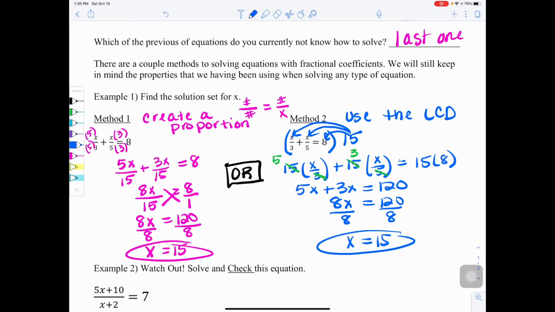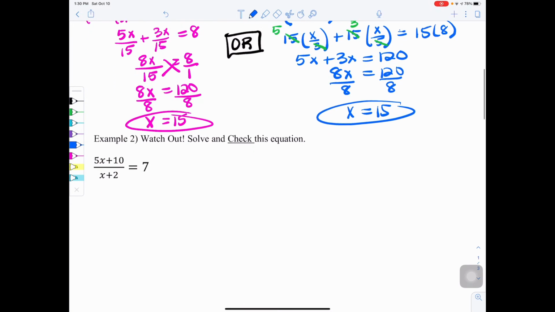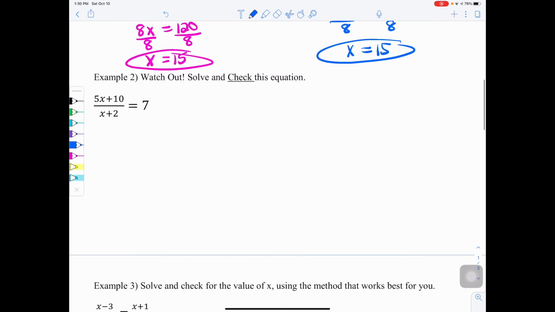So now something special happens with these types of equations when we have a denominator that has a variable as well. So you're going to notice example 2 looks different than example 1. Example 1 only had numbers in the denominator. We now have a variable in the denominator, which creates a new situation that we have to look out for.